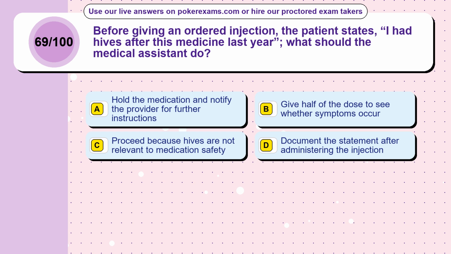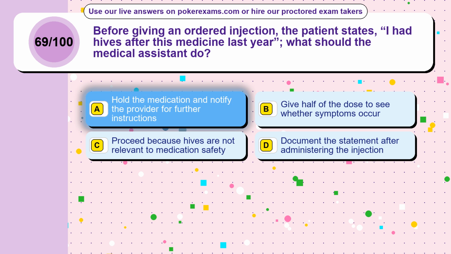Question 69. Before giving an ordered injection, the patient states, "I had hives after this medicine last year." What should the medical assistant do? Option A. Hold the medication and notify the provider for further instructions. Option B. Give half of the dose to see whether symptoms occur. Option C. Proceed because hives are not relevant to medication safety. Option D. Document the statement after administering the injection.